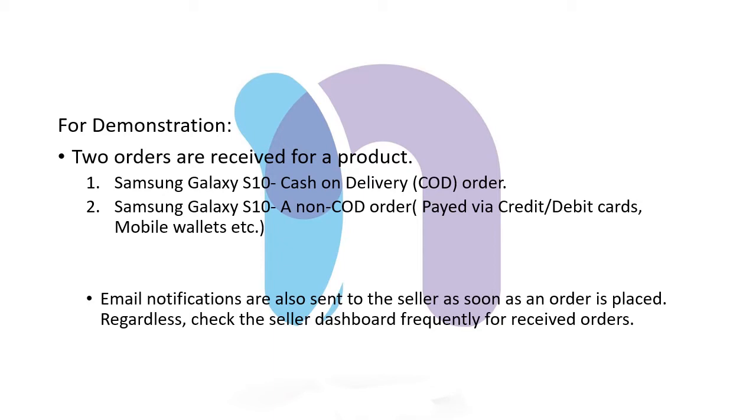This means that it was paid via a credit card or a debit card or through mobile wallets such as EasyCash or Mcash, or maybe through banking wallets such as Freeme. Also note, as soon as a buyer places an order, the seller will receive an email notification. Regardless, we advise the sellers to frequently check the seller dashboard for received orders.